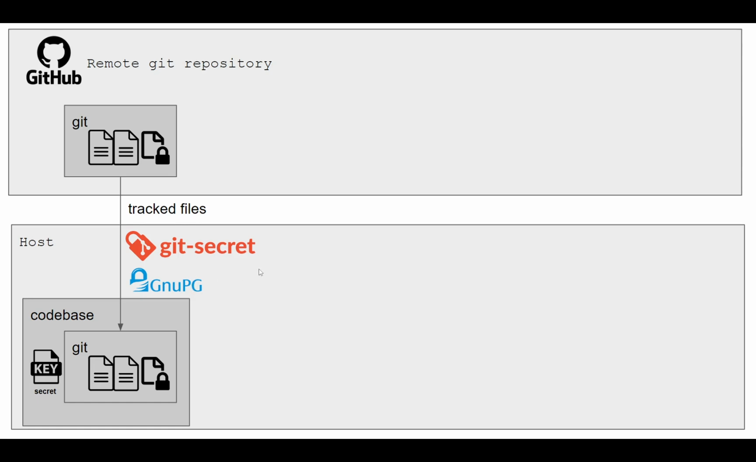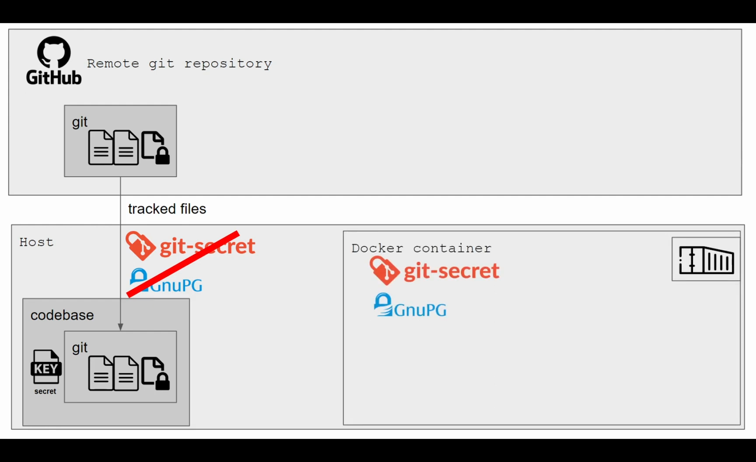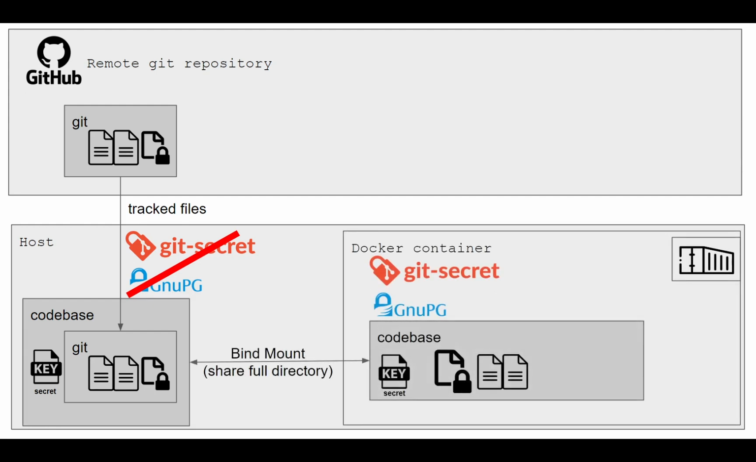Because that introduces some overhead, I have opted to go a different route: remove Git Secret and GPG from the host system, instead provide it via a Docker container, then share the codebase with a bind mount that includes not only the files in the Git repository, but also the secret file that has to be stored in the codebase. And now we can run Git Secret in the Docker container to decrypt the file, because the secret key is now also shared with the container.